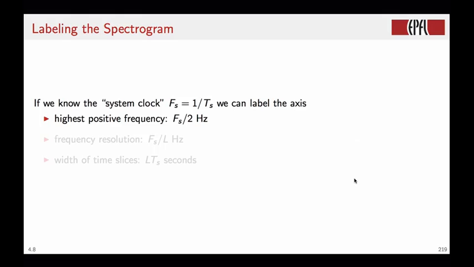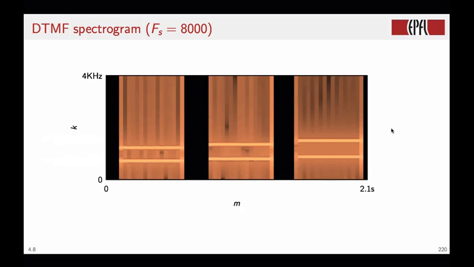So remember, the highest positive frequency is fs/2, where fs is the sampling rate of the signal. The frequency resolution, how fine a frequency we can resolve in the DFT, will be given by fs/L, and the width of the time slice, so the time resolution, is L times Ts seconds, where Ts is 1/fs. So if we apply this to the DTMF signal, which was sampled at 8 kHz, we can label the axis like so. We have a maximum frequency of 4 kHz and a total duration of the signal of 2.1 seconds.